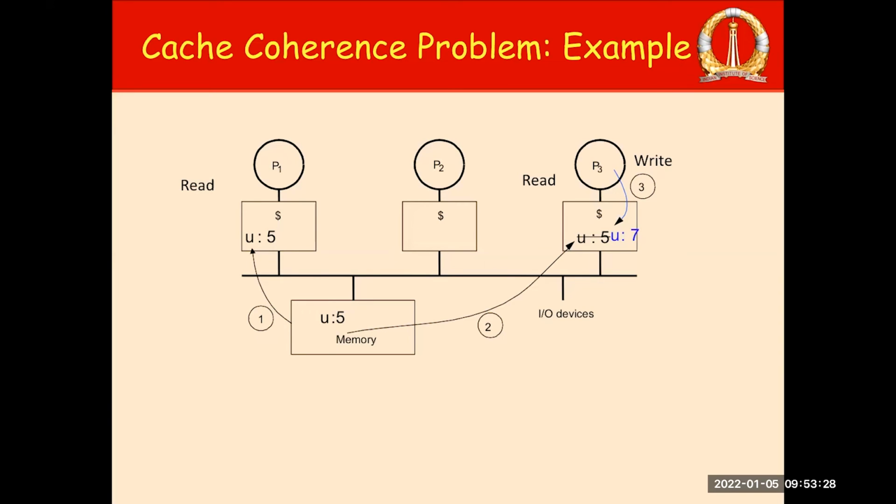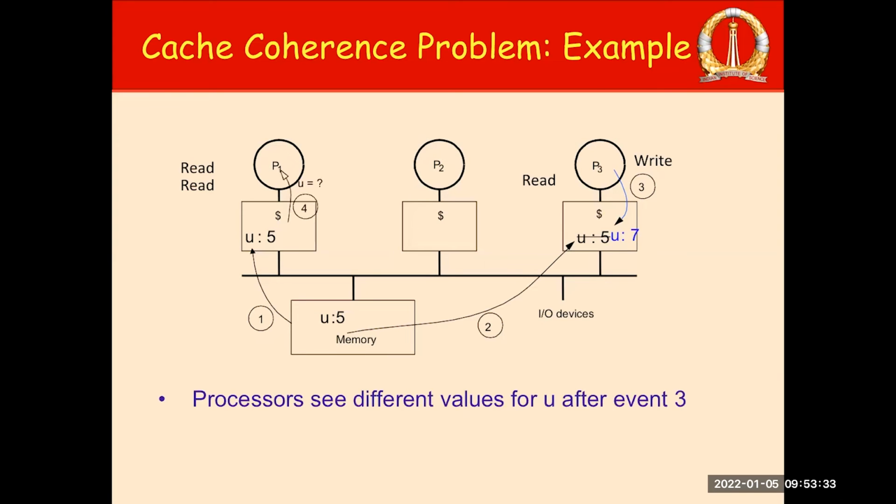If there is a subsequent read from P1, P1 will happily read the old value from its cache, which is the stale value. And therefore, whatever P1 computes may not necessarily be correct. Similarly, if P2 wants to read the value now, it might try to get the value from memory, which is also stale, and therefore might get the older value. This problem is what is referred to as the cache coherence problem.